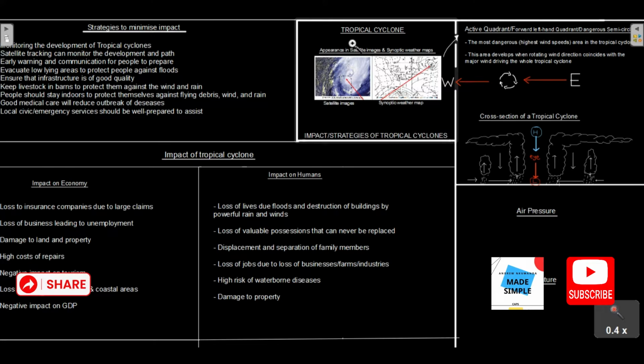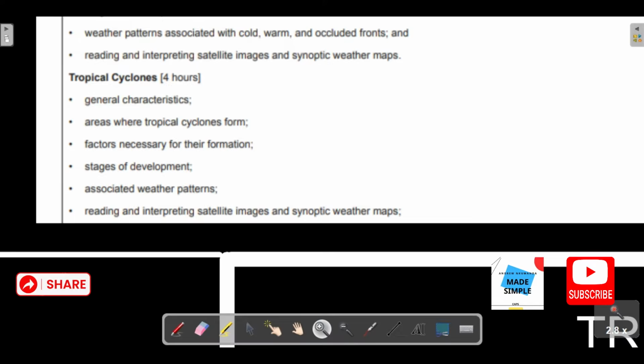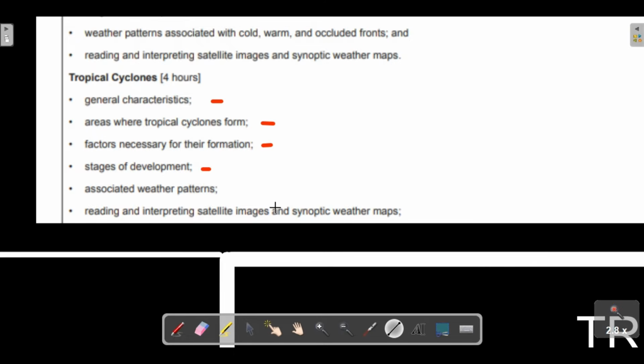In the previous video, we discussed the general characteristics and the areas where tropical cyclones form, the factors necessary for their formation, and also the stages of development. If you haven't checked that video out, please do. I'll leave it in the description box and it should appear on the top right corner of this video.